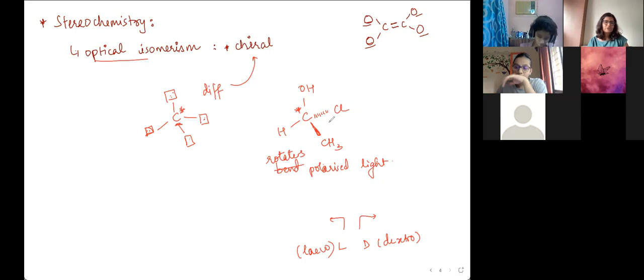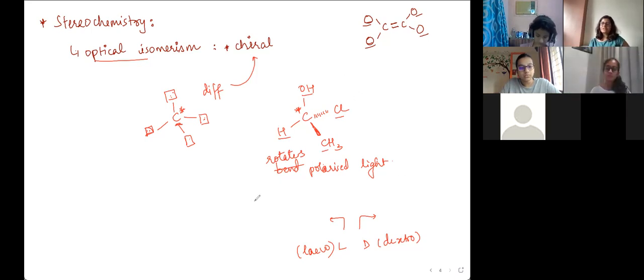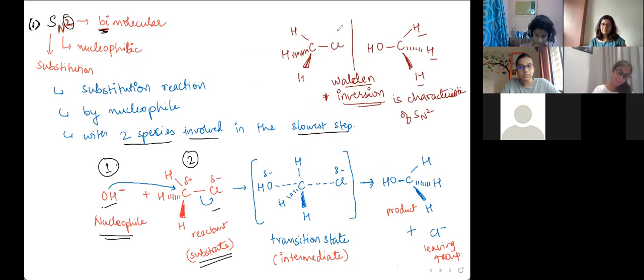So that's the basis for optical isomerism. This occurs only when you have a completely asymmetrical carbon. You call it chiral carbon. Asymmetrical means all four of them are completely different groups. Now, coming back to why stereochemistry is important.